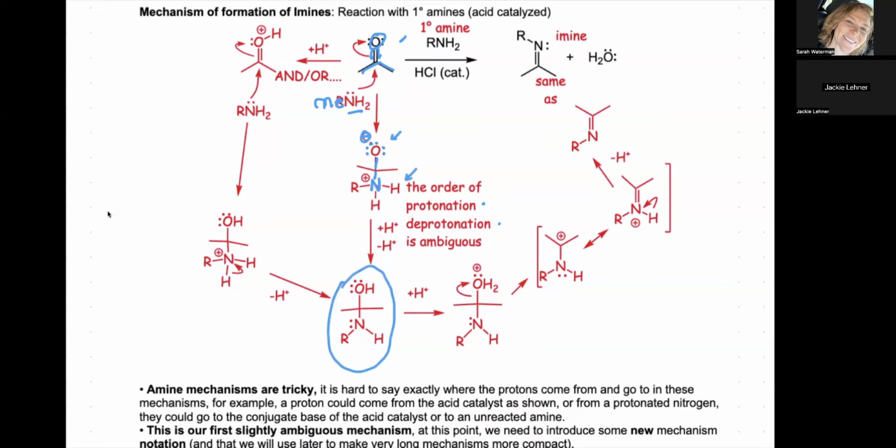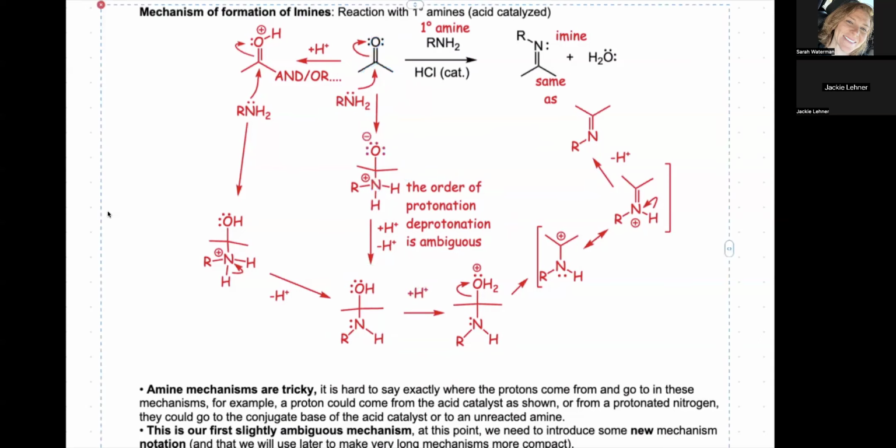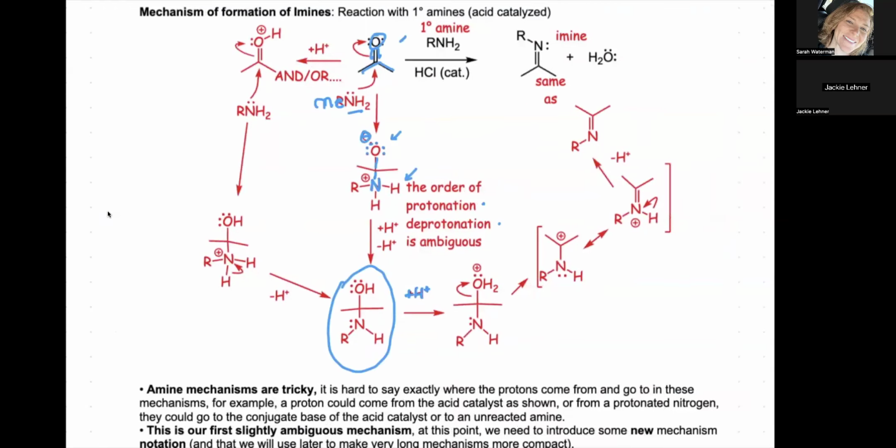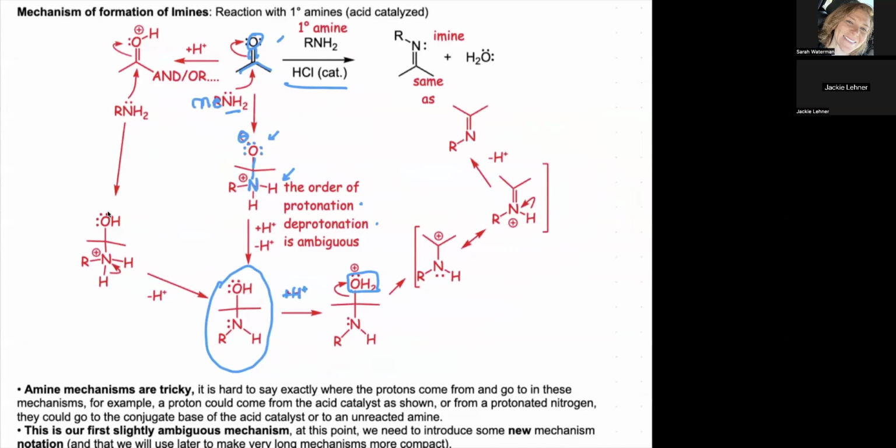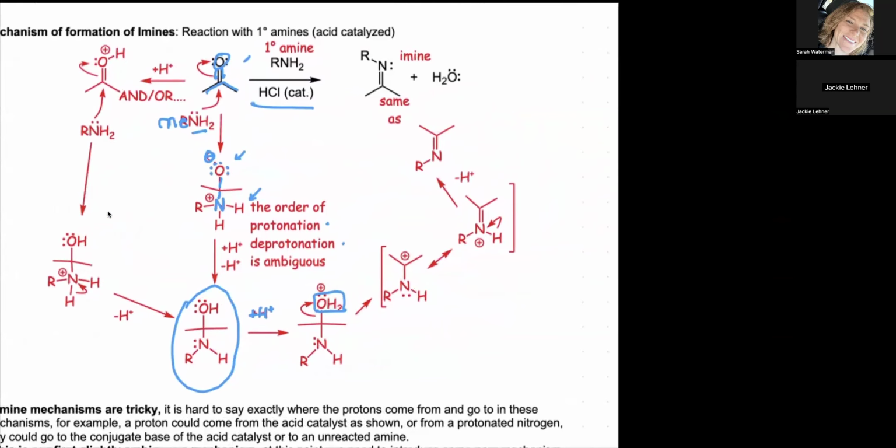And then once we have that product right here, we protonate from our catalyst, right? So we protonate this to become H2O, which is our water, right? And so then that becomes a good leaving group. And so that comes off, and then we have this resonance structure here, right?